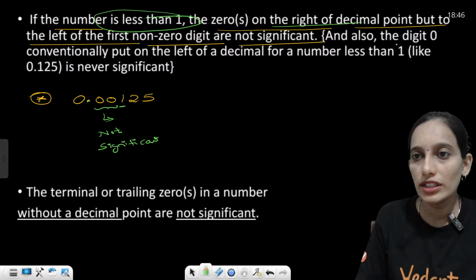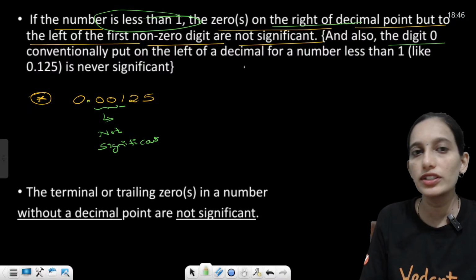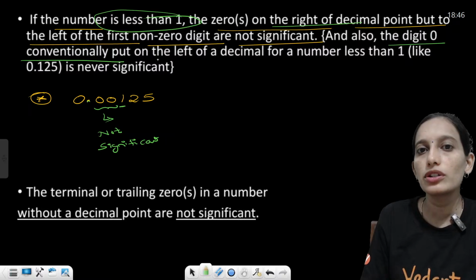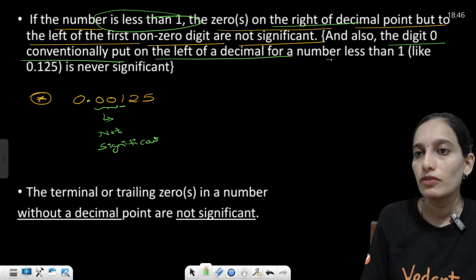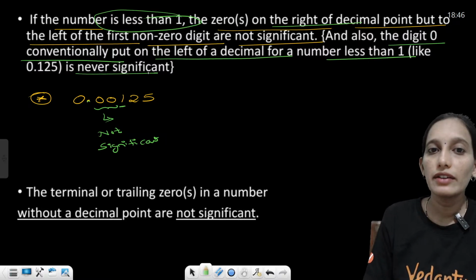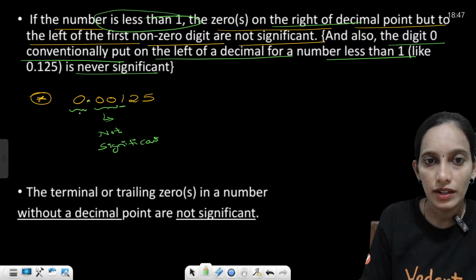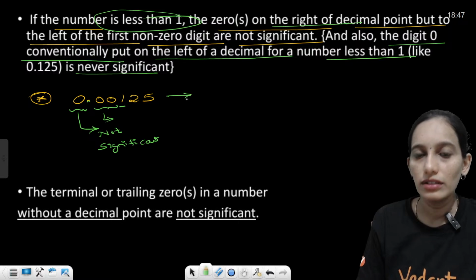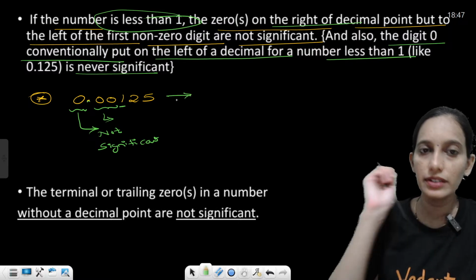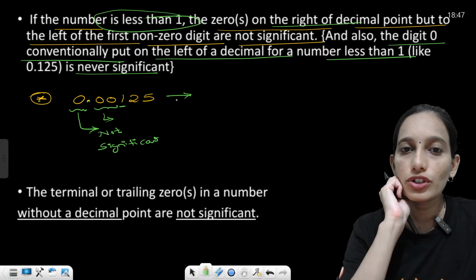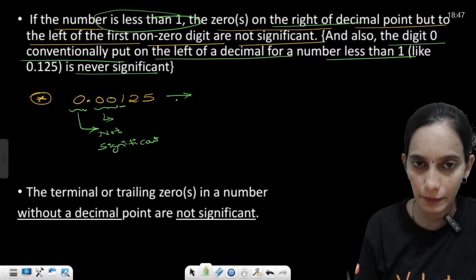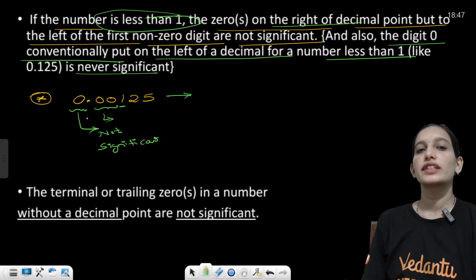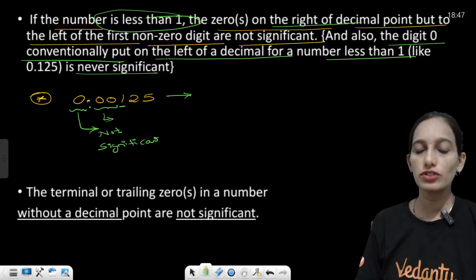And also, another point: the digit 0 conventionally put on the left of the decimal for a number less than 1 is never significant. That is, this 0 is also not significant. So here, what is the number of significant figures in 0.00125? Can someone tell me the number of significant figures in 0.00125?